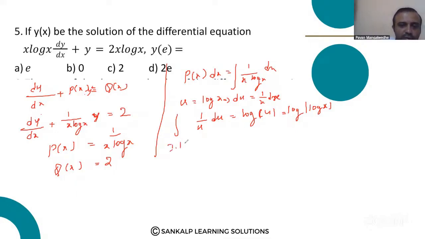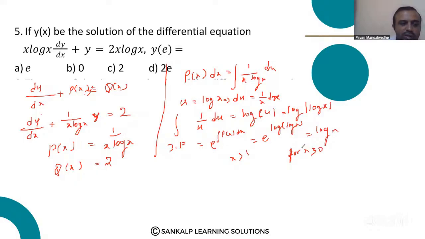So the integrating factor, what will it become? It will become e raised to the integration of p of x dx, which is equal to e raised to log of log x, because mod of log x is log x. So e raised to log of anything is that thing, that is log x. So we assume x is greater than 1.